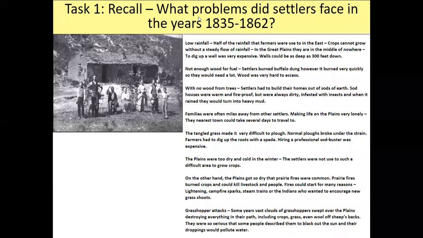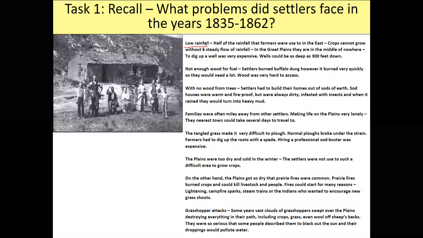So we did this in a previous lesson. We'll just quickly go through this because this is a much shorter lesson. The first problem why farming was difficult on the Great Plains was low rainfall. The farmers that moved over to the Great Plains had half of the rainfall they were used to in the east of America. Crops can't grow without a steady flow of rainfall. And in the Great Plains, you're in the middle of nowhere, so there's no access to water. If you're stuck, it could take several days to walk to the nearest source, and to dig a well is very expensive. Wells could be as deep as 300 feet down, so to actually do this was very difficult.